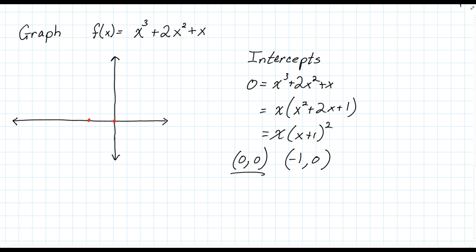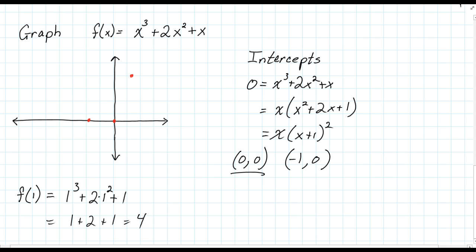And now I'm going to go ahead and plot one other point just to help me figure out what's going on with this guy. So I'll go ahead and plug in 1 to my function. 1 cubed plus 2 times 1 squared plus 1. And that equals 1 plus 2 plus 1, which equals 4. So the point (1, 4) is also on my graph.